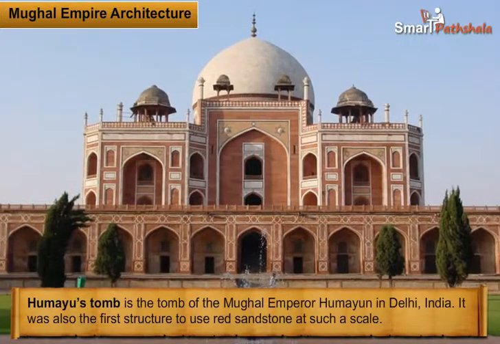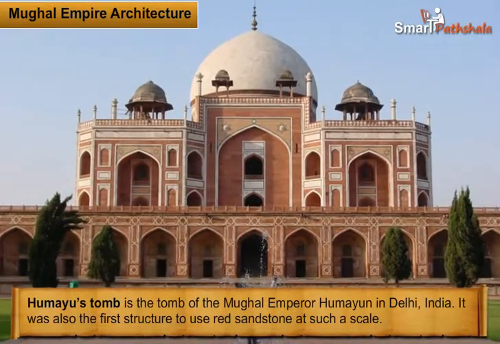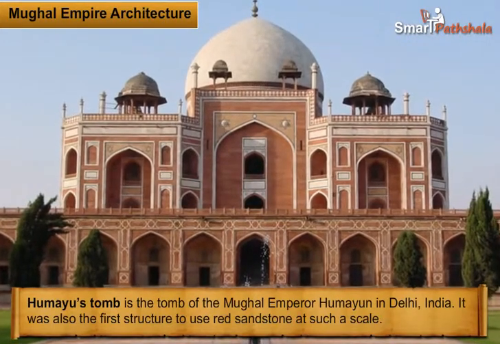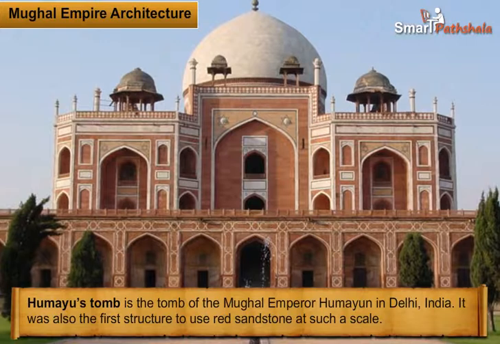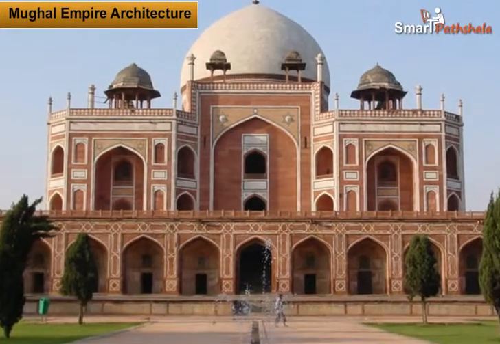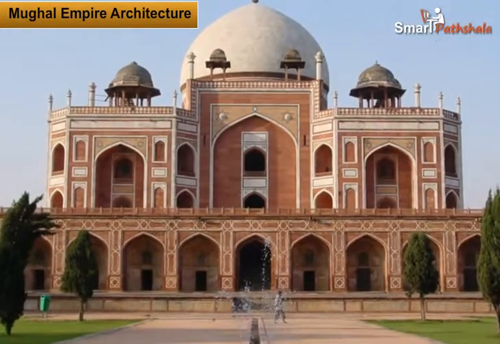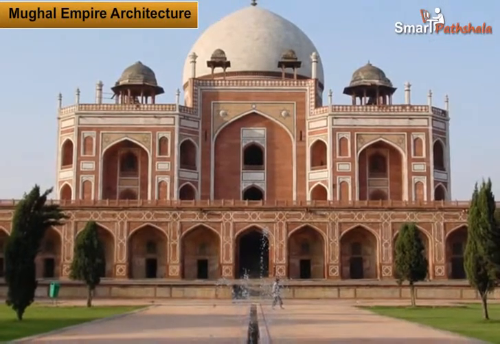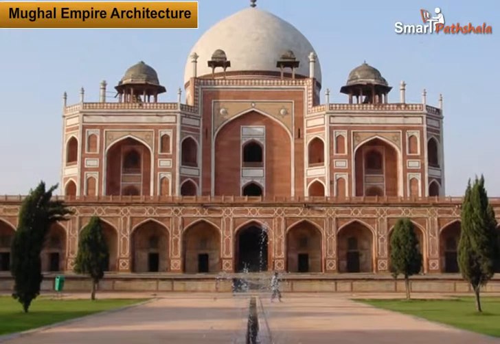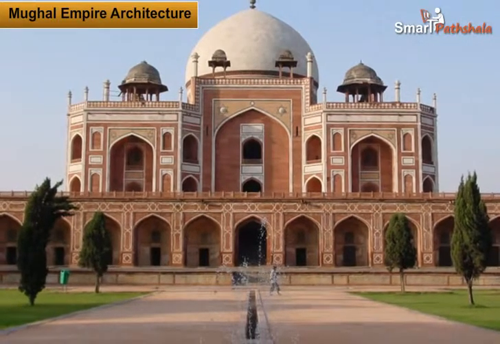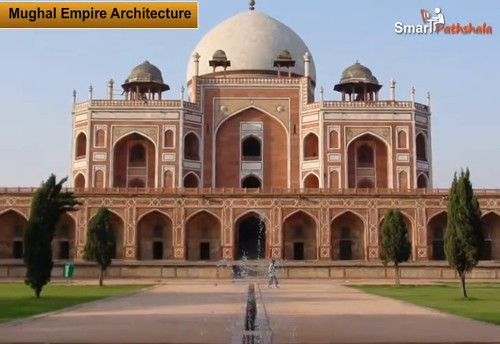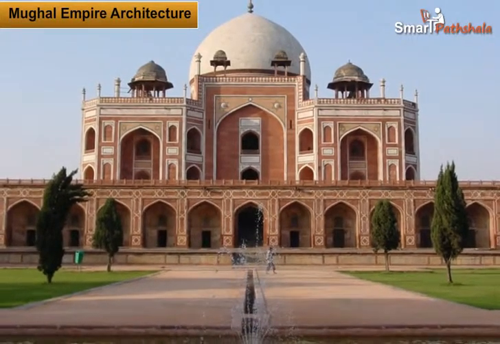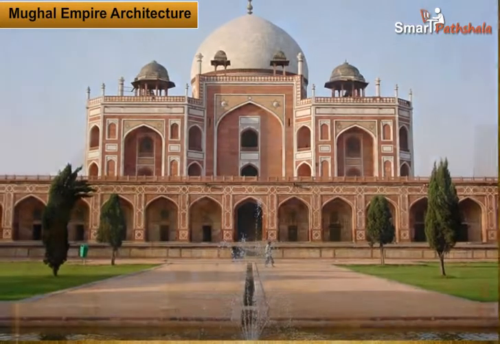Humayun's tomb is the tomb of the Mughal Emperor Humayun in Delhi, India. It was also the first structure to use red sandstone at such a scale. The tomb of Humayun was built by the orders of Bega Begum. It cost 1.5 million rupees at that time. The style of architecture was Rabiat, employing pillars, beams and lintels. This brought in the accurate style of construction with its arches and beams.